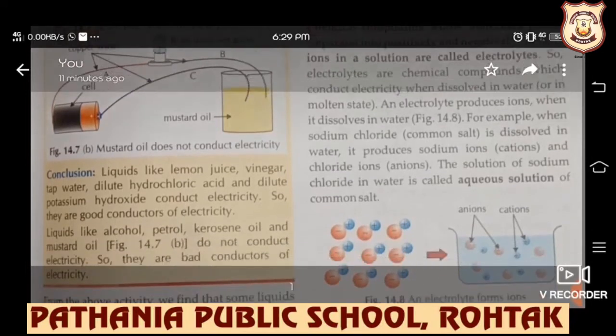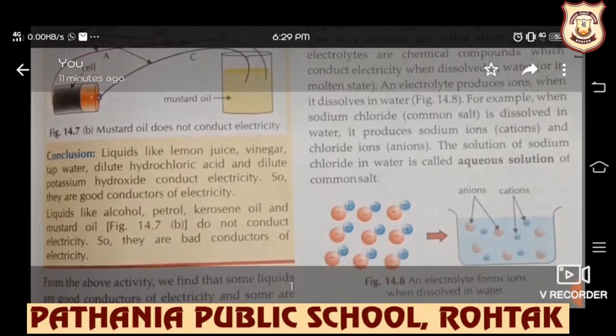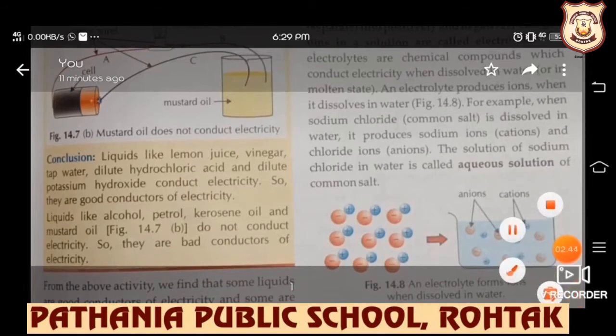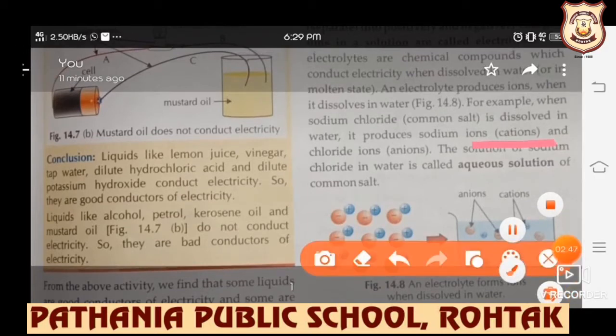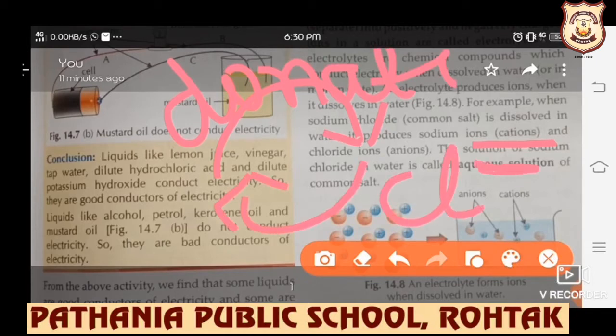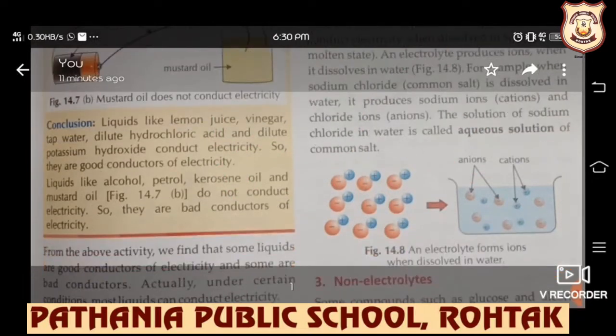Suppose I am talking about sodium chloride, which we call common salt. This is the common name. When it is dissolved in water, it produces sodium ions and chloride ions. Sodium ions are cations. Here we come to know that cations means they are positively charged. They are donating the electrons, and when chloride receives electrons, it becomes negatively charged. So this is the electrolyte. You can see the diagram here that anions and cations are separated when dissolved in water.